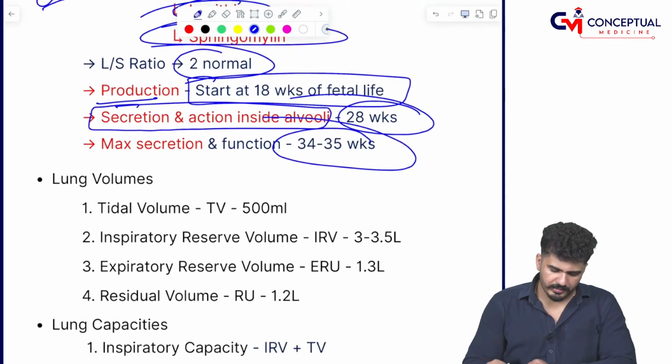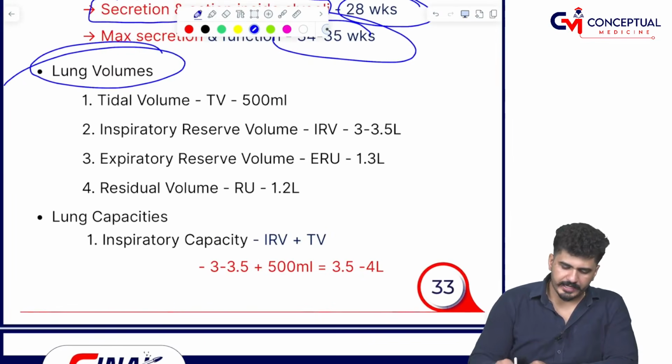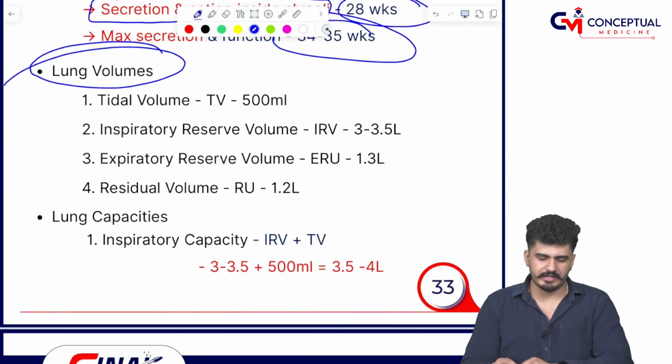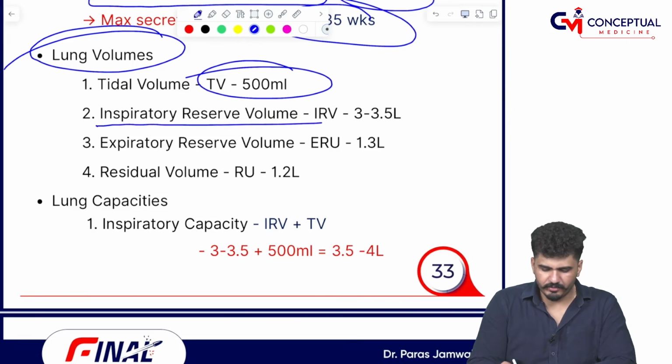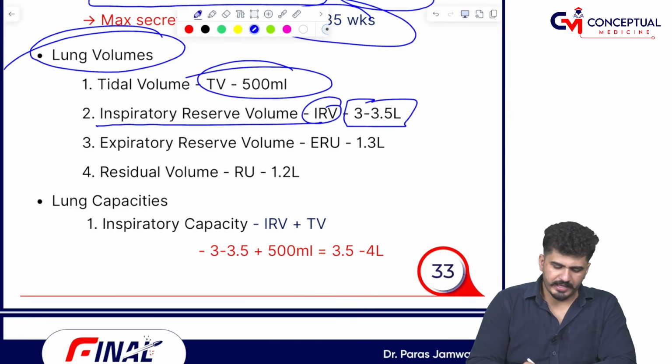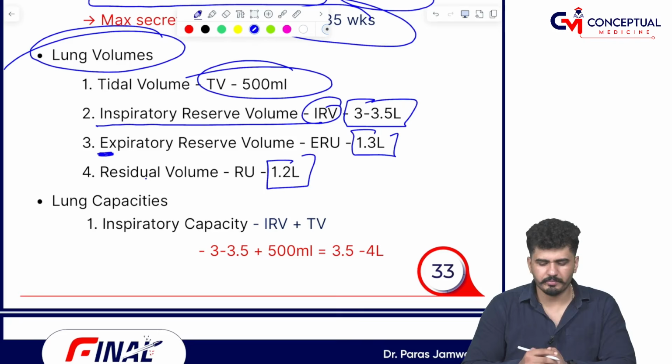Now remember the lung volumes. Tidal volume, the normal air which we inspire, is 500 mL. Inspiratory reserve volume, IRV, is 3 to 3.5 liters, a very important volume. Expiratory reserve volume is 1.3 and residual volume is always 1.2.